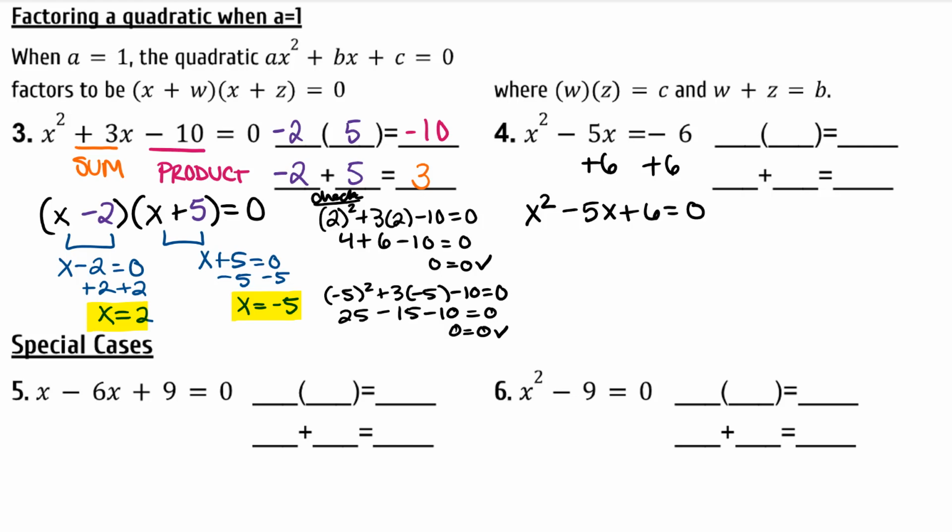Now that it's in standard form, I can find w and z. The product needs to be 6, and the sum needs to be negative 5. Try this one on your own, and then press play to check your answer.